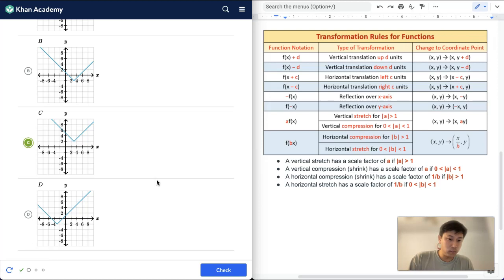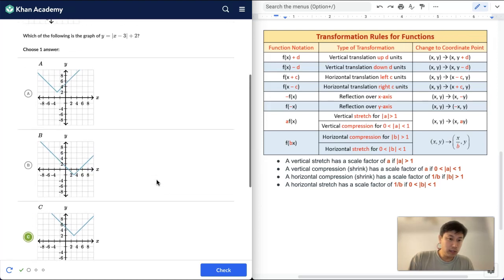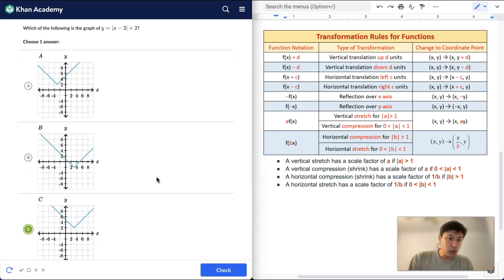There's your C. Let me try to show you the equation along with the graph.